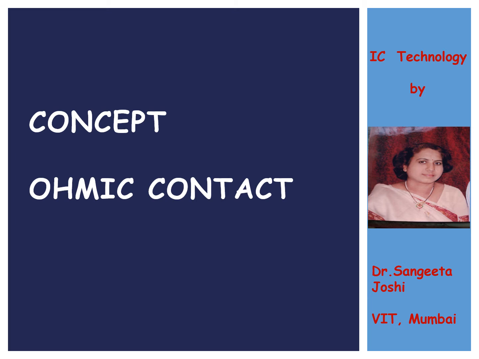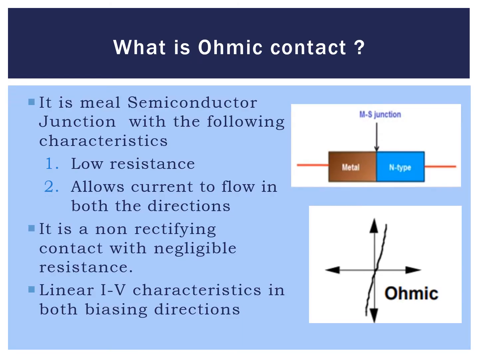Let us understand the concept of ohmic contact today. What is ohmic contact? It is nothing but a metal semiconductor junction, as you can see from this figure. However, this metal semiconductor junction has the characteristics of low resistance and it allows current in both the directions.